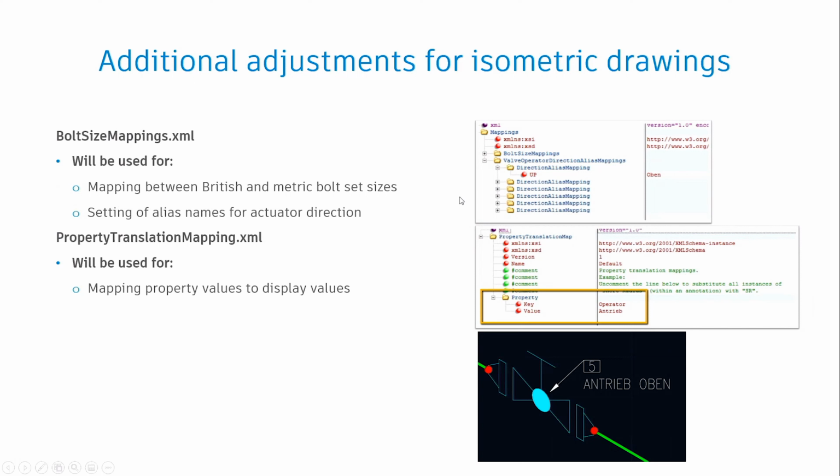The second XML file is similar to the first XML file and will be used for translation of properties. In this example, at the right side, the property operator will be translated to the German Antrieb. If both files are changed in that way and you run an isometric drawing, the standard annotation operator up is translated to Antrieb oben. By default, you will see here operator up, but we have translated it to Antrieb oben by configuring the isometrics to our needs.